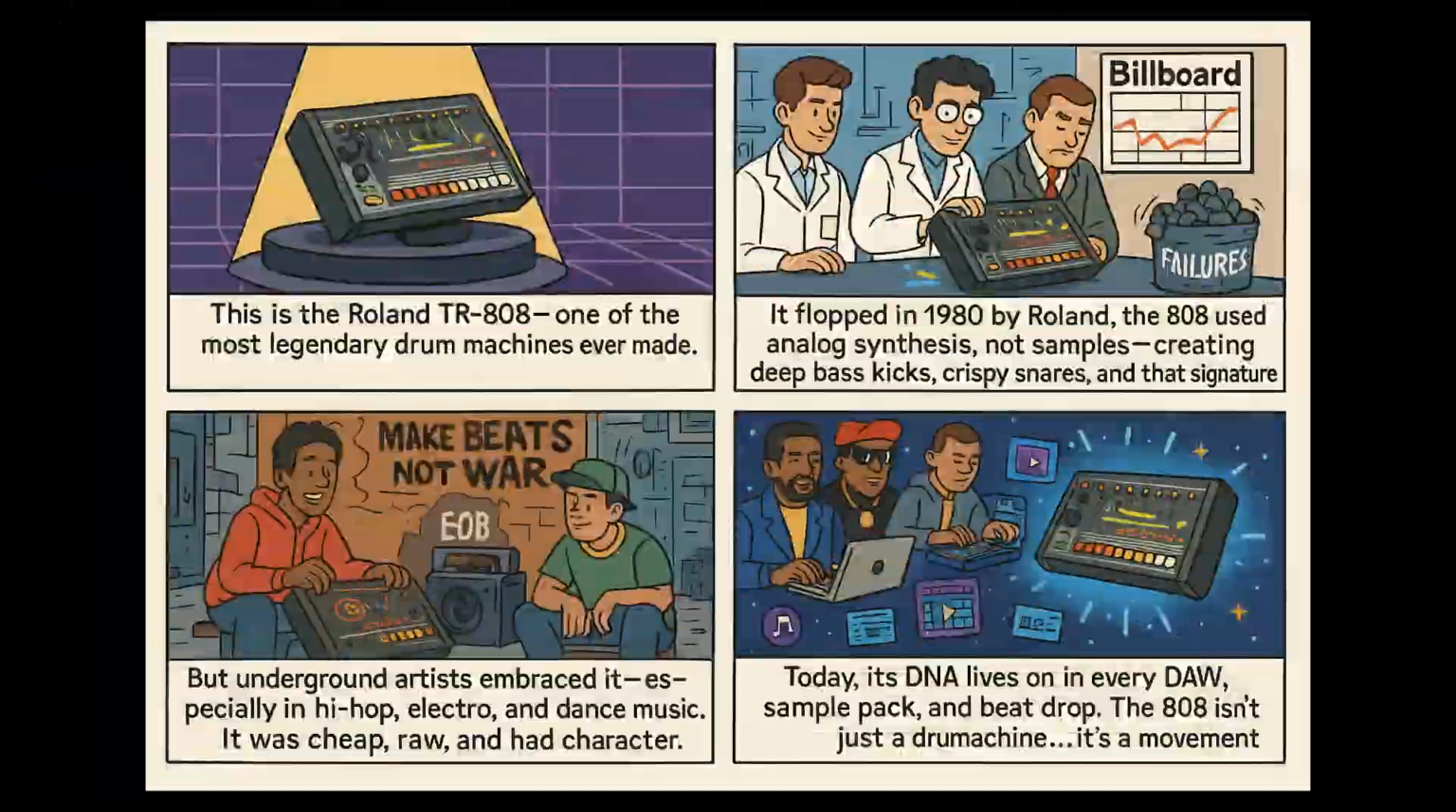In 1980, a Japanese company called Roland launched a strange little box that would end up changing music forever, the TR-808 Rhythm Composer. At first, it flopped. Critics hated its robotic sound. No real drum samples, just pure analog weirdness. But then the underground embraced it. Artists like Afrika Bambaataa and Marvin Gaye saw it as magic. That deep kick, those crisp hi-hats, instant funk.